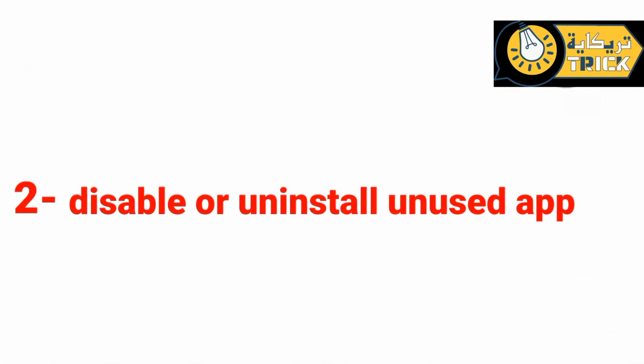Number 2. Disable or uninstall unused applications. Every application on your Android phone uses an amount of memory. So it is advisable to keep only the applications you need and uninstall the applications you don't need. Let's explain this step in detail.